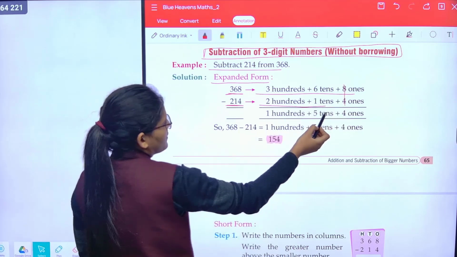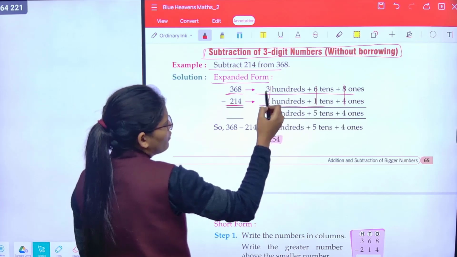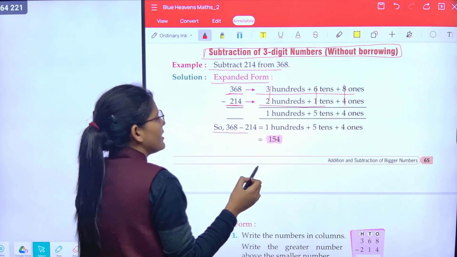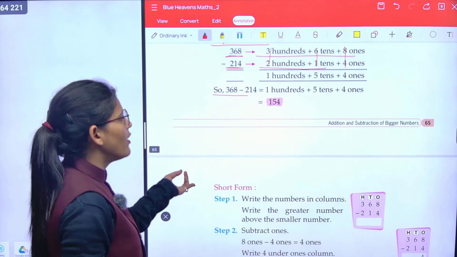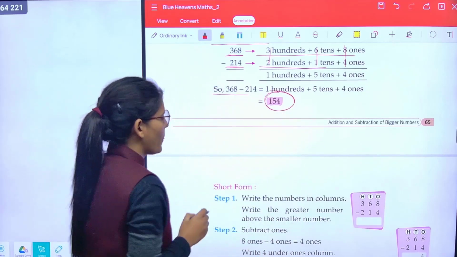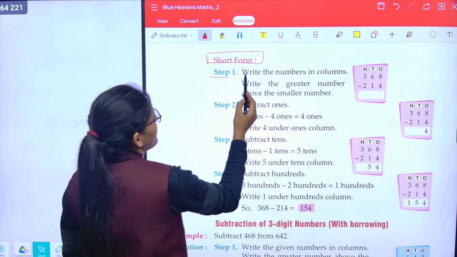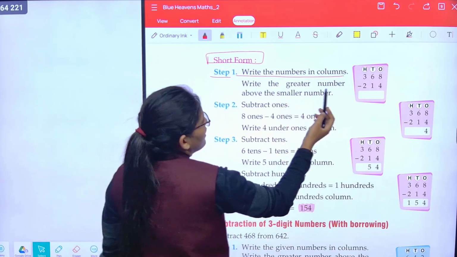So it is 8 minus 4, 4, 6 minus 1, 5, 3 minus 2, 1. So 368 minus 214 is equal to 100 plus 5 tens plus 4 ones. So it is 154. Now class, see the short form. Step 1, write the numbers in columns like this.